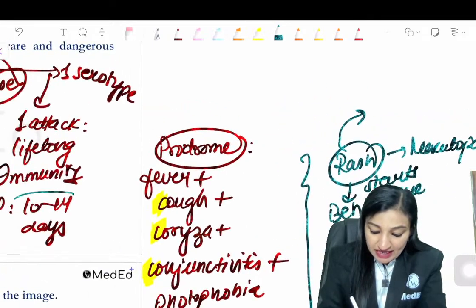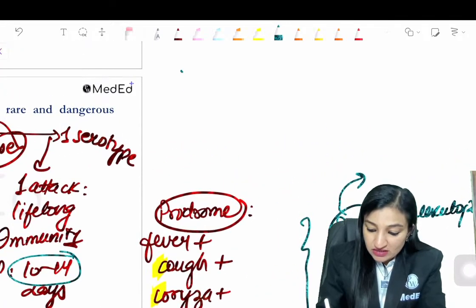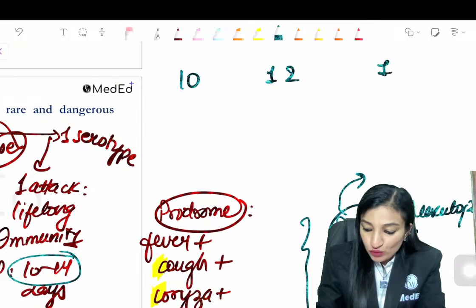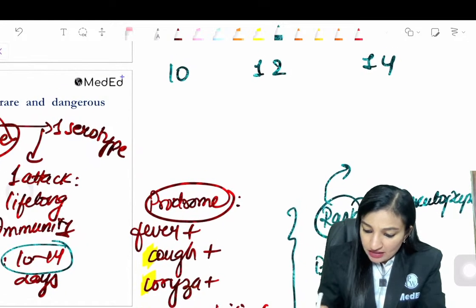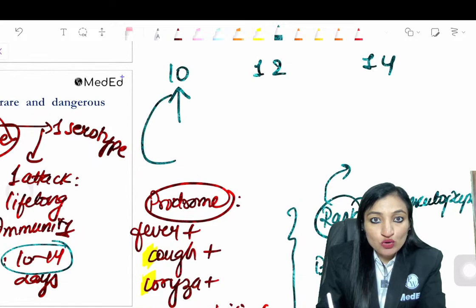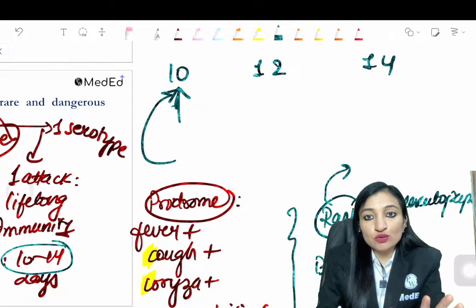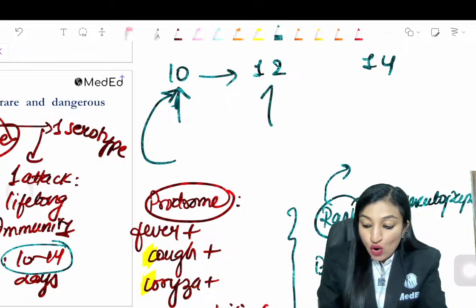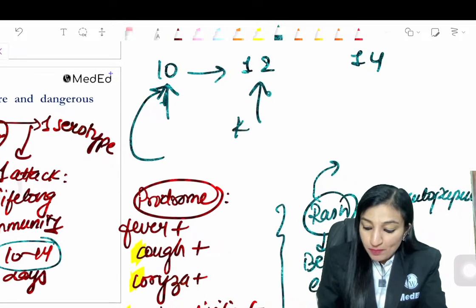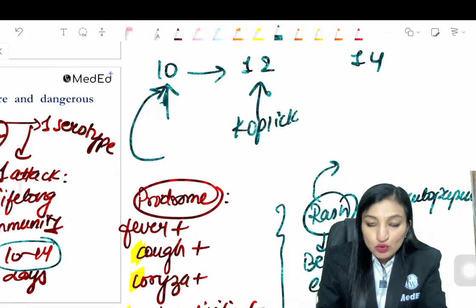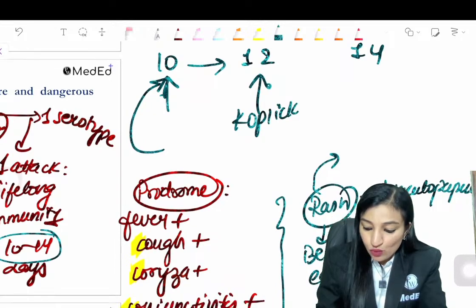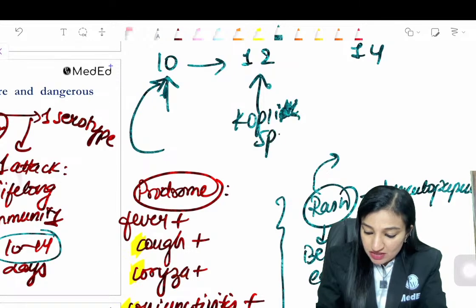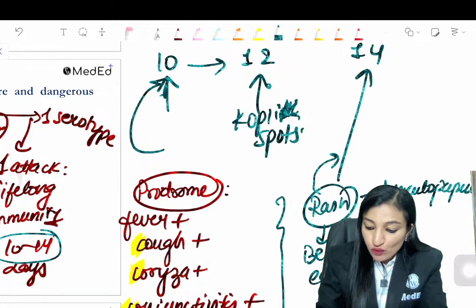See, the incubation period I said is 10 to 14 days. Just remember, 10, 12, 14. From day 10, the prodrome will occur. Let's say the incubation period is 10 days. On the 10th day, prodrome starts. Then on the 12th day, Koplik spots will appear on the buccal mucosa, opposite the lower molars. So Koplik spots appear, and on day 14, rash.